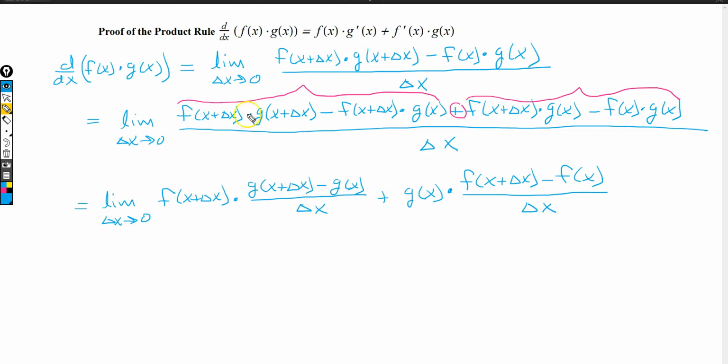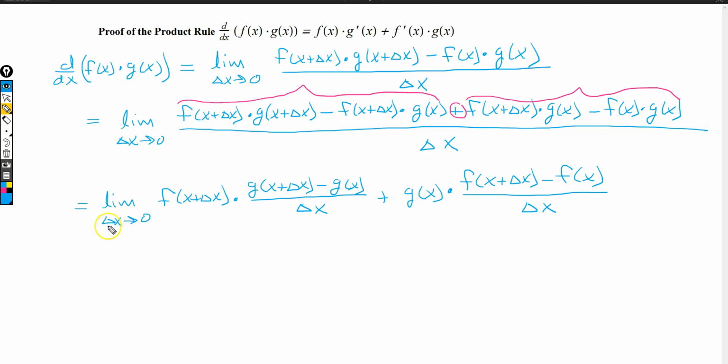So you see what we did is we just have these two terms right here. That's the f times this g, and this f times that g give us those two terms. And these two terms over here are g times this f and g times that f. And then we just split the fraction apart. So there are two delta x's when we split it apart.